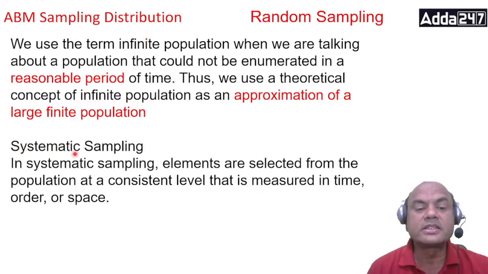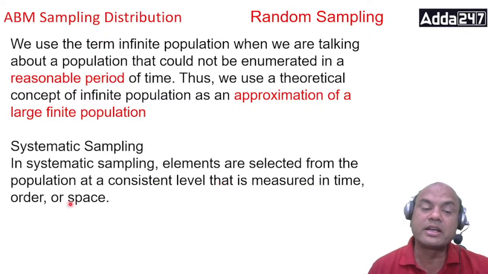Okay. Systematic sampling. In systematic sampling, elements are selected from the population at a consistent level that is measured in time, order, or space.